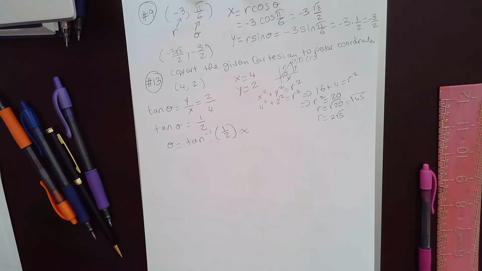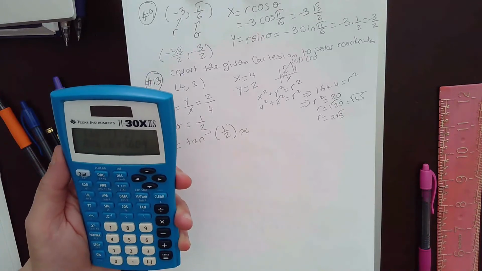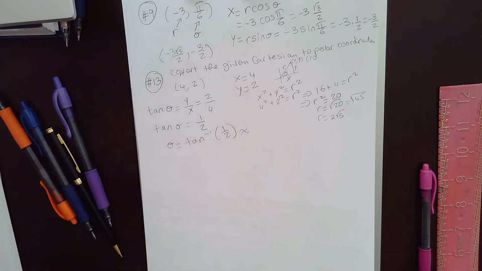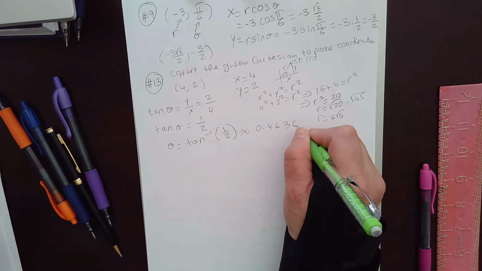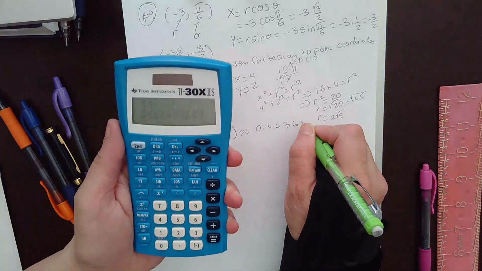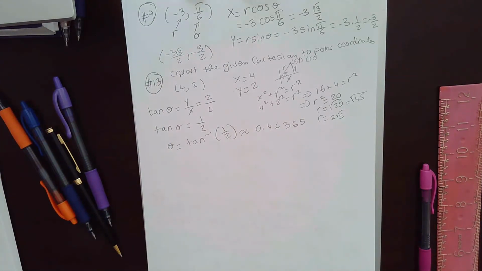So we have tan inverse of 1 over 2. So that's what? 0.4636. So 0.4636, and then making it into 5. So we have it. This is theta. So now we have theta here.